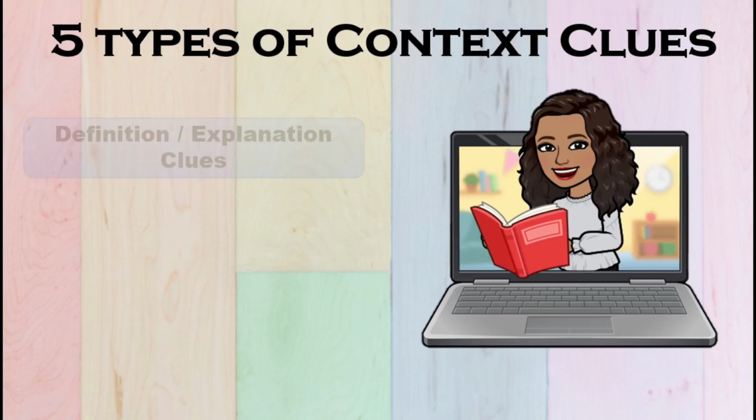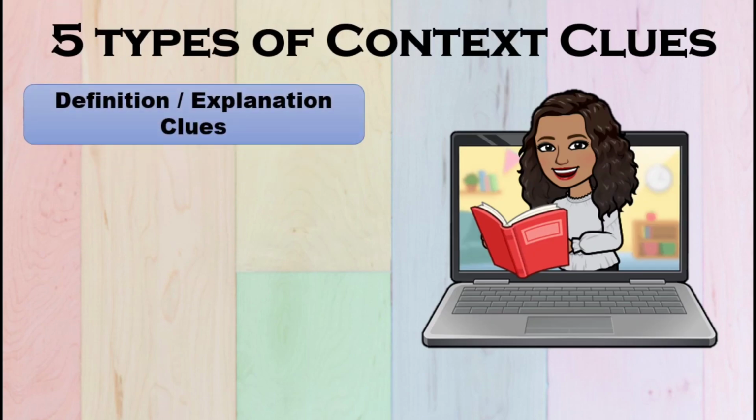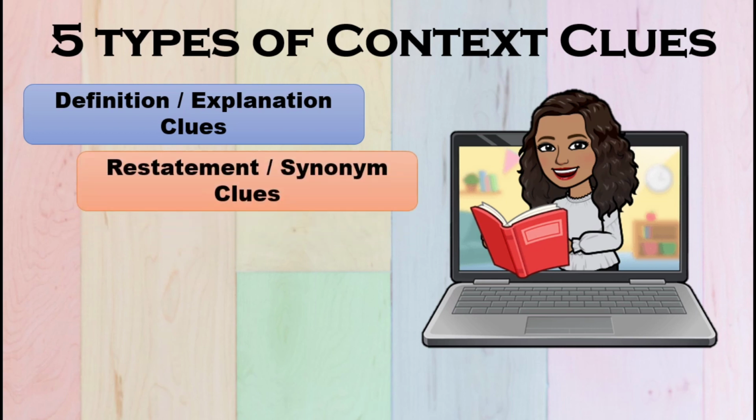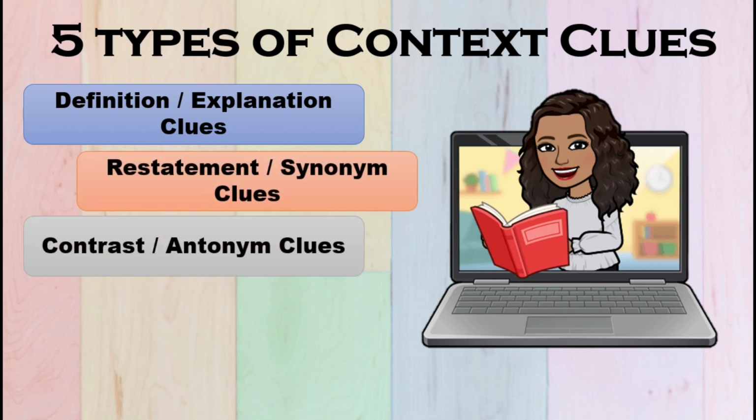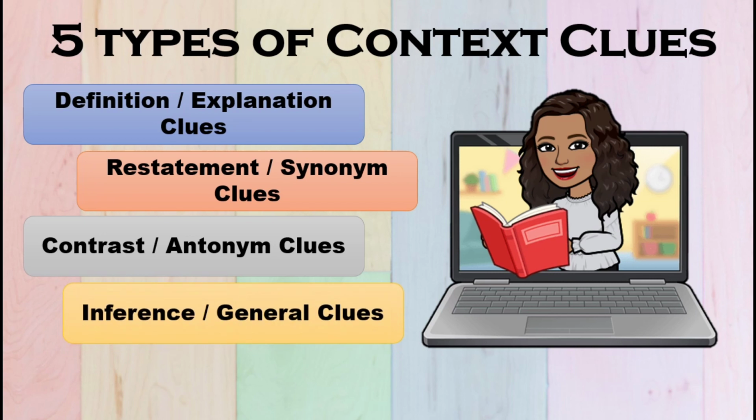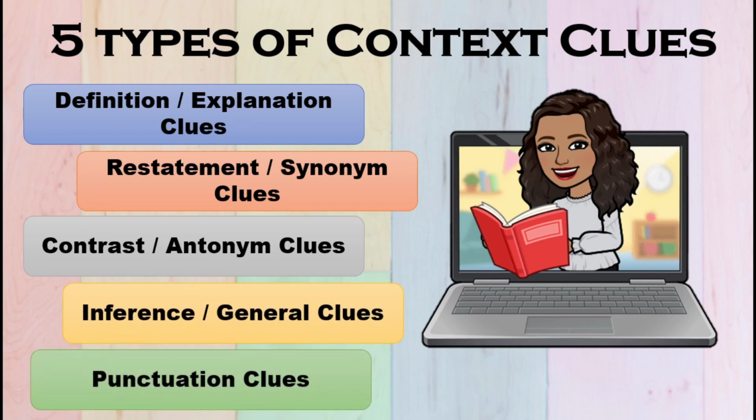To summarize, we have 5 common types of context clues. These are definition or explanation clues, restatement or synonym clues, contrast or antonym clues, inference or general clues, and punctuation clues.